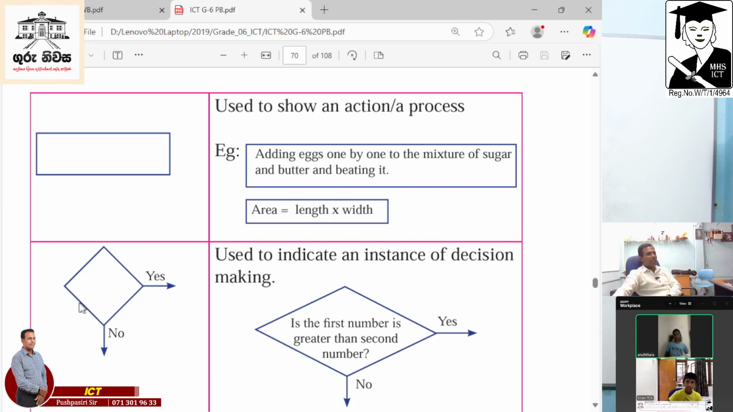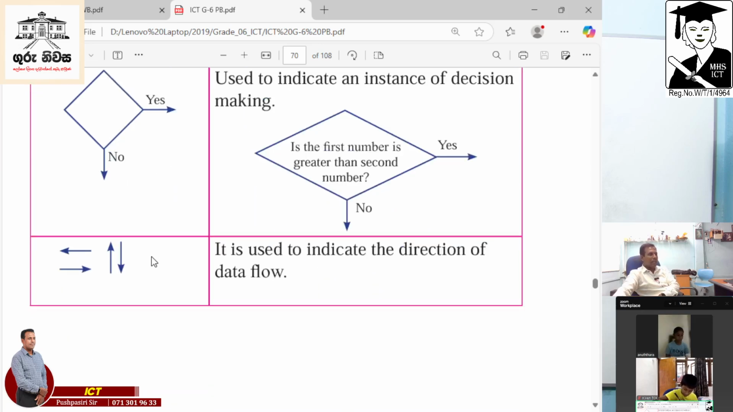And here this is a decision. You are not so familiar with what decision means, right? We will learn it later, next week, how we are going to use them, by taking an example.